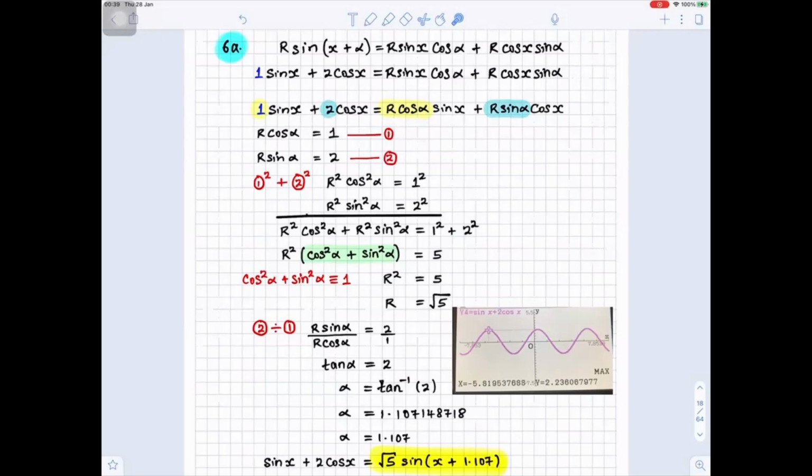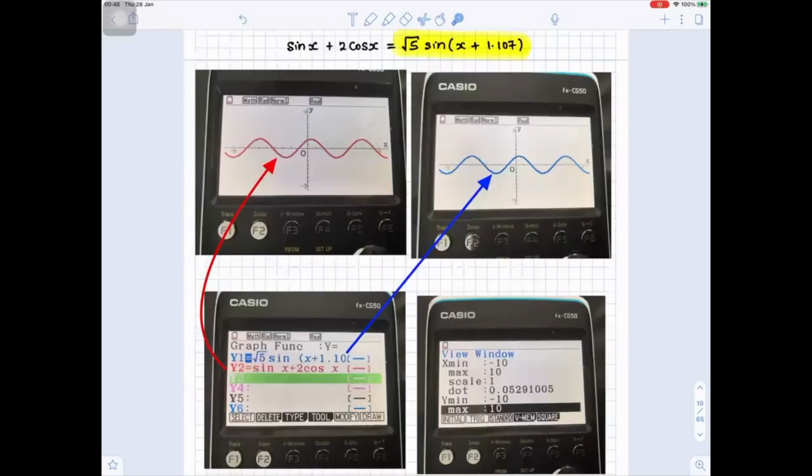And that's the graph there. If you plot y equals sin x plus 2 cos x, that's what the graph looks like. And if you also plot the answer, the graphs will meet. They'll be the same graph because they are the same. So when you get your answer, sin x plus 2 cos x is equal to the square root of 5 sin(x plus 1.107), to show that the two graphs are the same, and that's something you can do to check your answer in an exam.